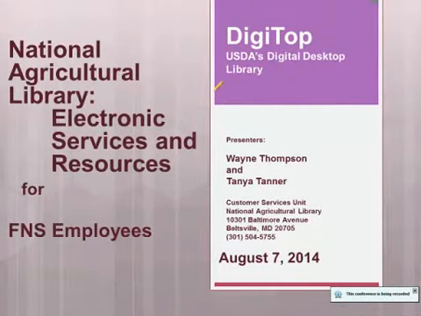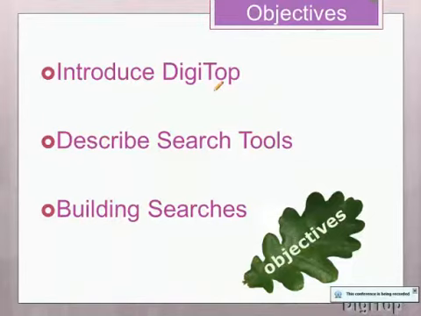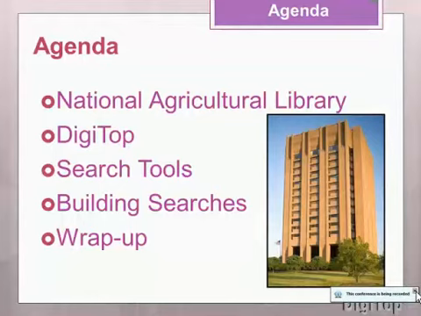Let's get started. Our objectives today are to introduce you to DigiTop, to describe some search tools that are available to you, and to talk a little bit about building searches. Our agenda in the process will be to tell you a little bit about the National Agricultural Library, tell you something about DigiTop, walk through some search tools and building searches in the process, and then wrap up.